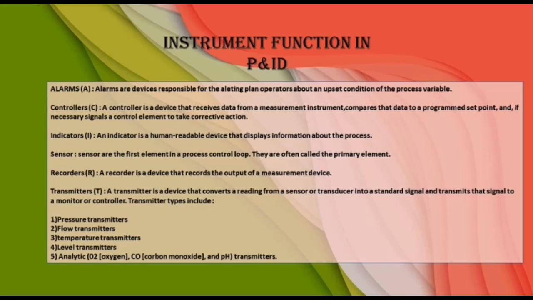Okay, next, controller. A controller is a device that receives data from a measurement instrument, compares that data to the programmed set point, and if necessary, signals a control element to take corrective action. Okay, next, indicator. An indicator is a human-readable device that displays information about the process.